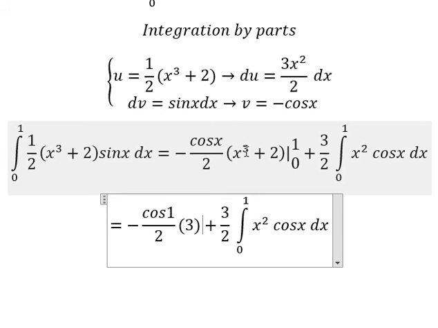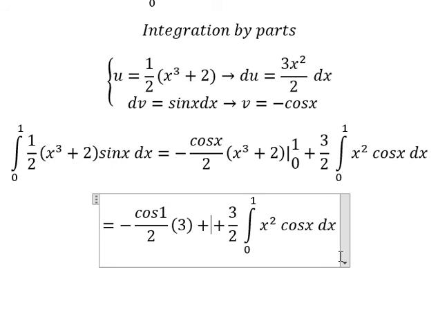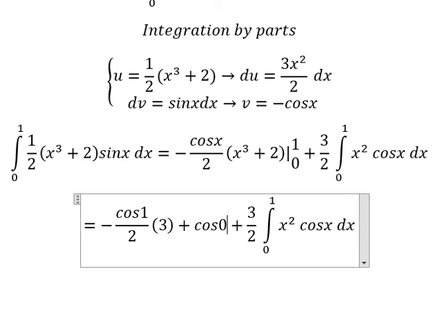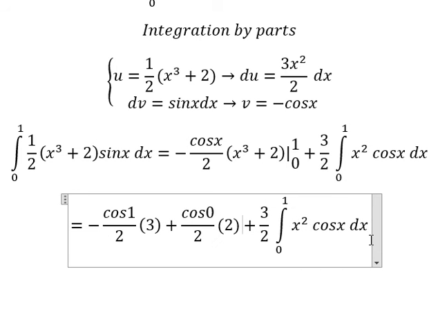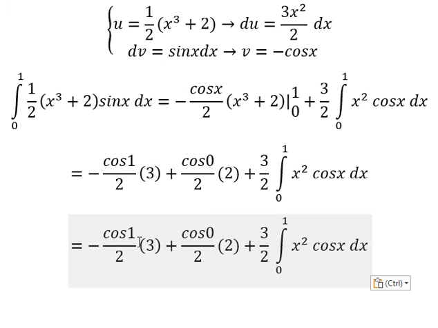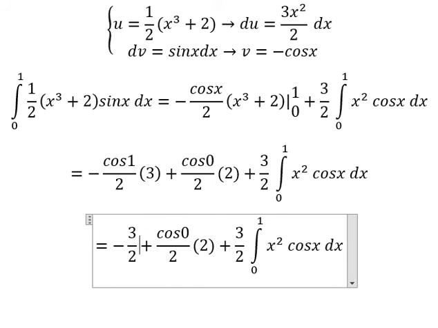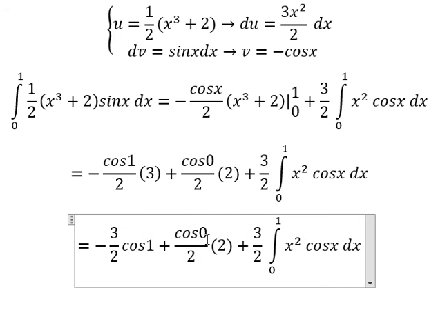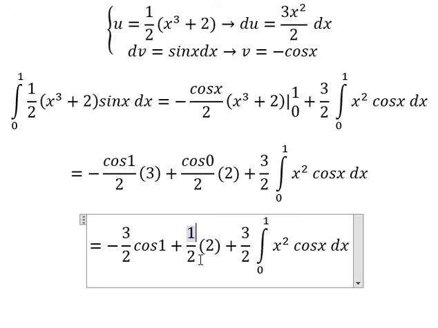One to the power of 3 plus 2, we have number 1 in here, and you got number 3 plus cosine 0 over 2. We put number 0 here, we have number 2. So this one, we have 3 over 2 cosine number 1. Cosine number 0, we have number 1. Number 2 and number 2, we cancel.